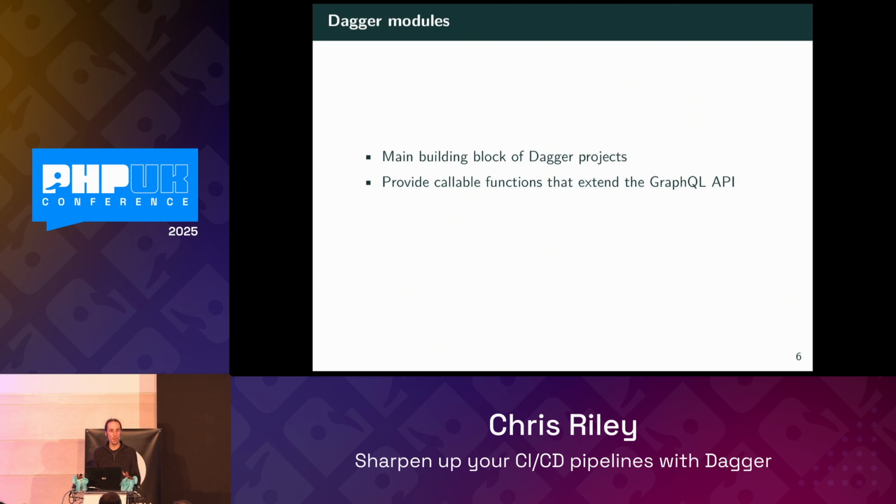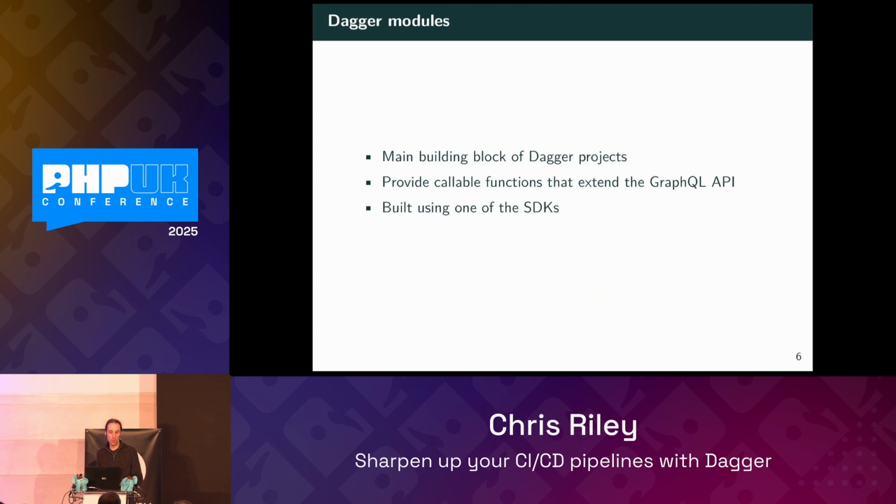What the modules do is they provide callable functions which extend Dagger's built-in GraphQL API. That allows them to be called from other modules and off the CLI in exactly the same way as you call built-in functions.